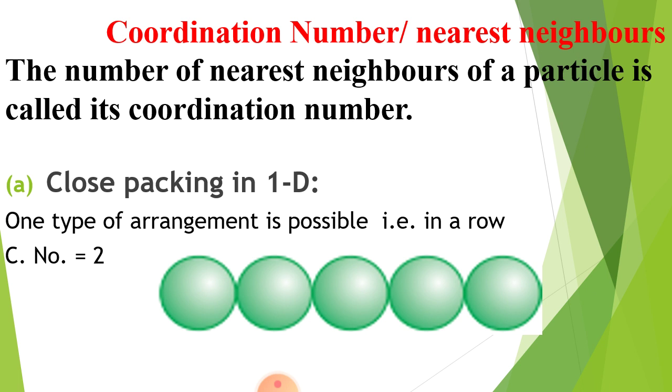Let us start with close packing in 1 dimension. 1D means 1 dimension. Look at the arrangement of spheres. The central sphere touches 2 spheres, that is, the central sphere has 2 neighbors. That's why the coordination number in this type of packing is 2. Here one type of arrangement is possible, that is in a row like this. In one dimension, the coordination number is always 2.